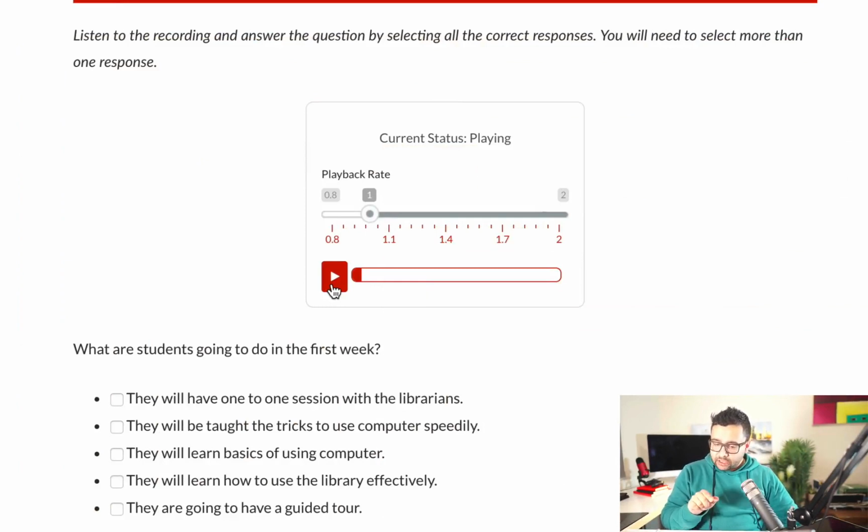Now, if you look at the question, it says, what are students going to do in the first week? Which means this recording is going to be about student activities, and the focus of the question is student activity of the first week. Which means once the recording starts, I need to focus more on what happens on the first week than what students are going to do. Or in other words, students are going to do a lot of things. Among them, I have to pick what they are going to do in the first week.